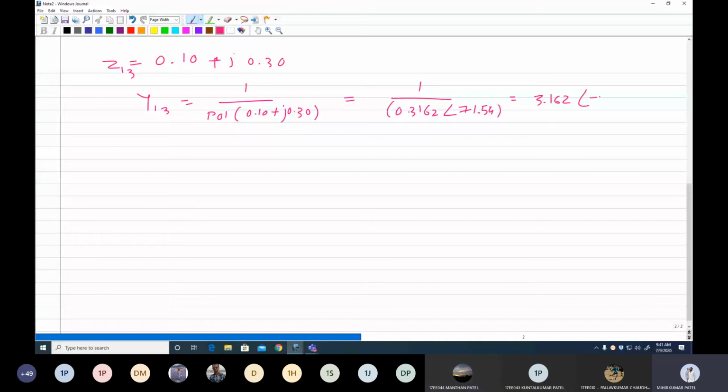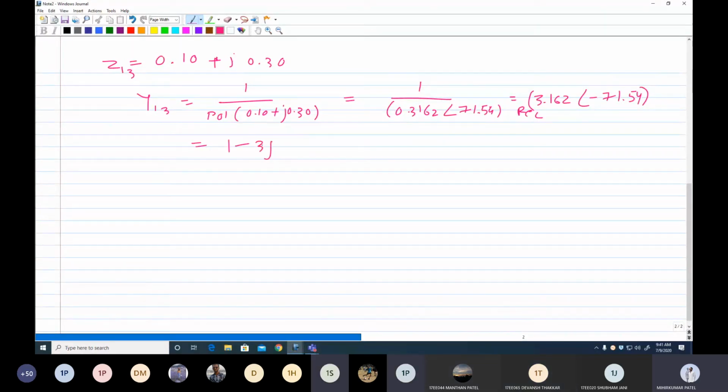3.162 angle minus 71.54. In rectangular form, what will be the answer? 1 minus 3j. Yes, 1 minus 2.99, that is 3. Okay, 1 minus 3j. Yes, very good.